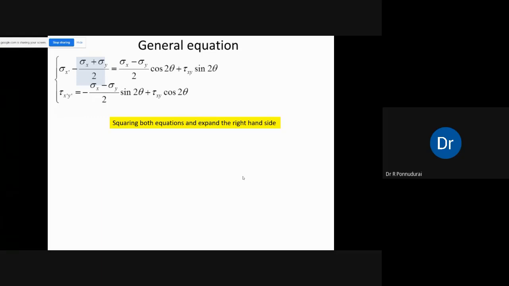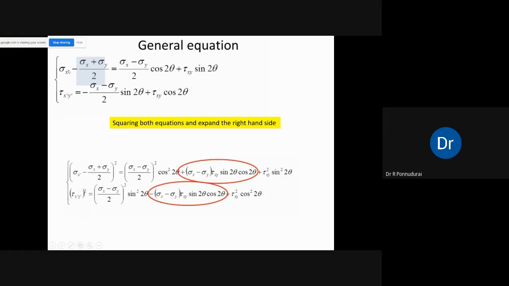Now square both sides of the equations, expanding only the right hand side, (A plus B) all squared. The left side is kept as it is, and the right side is expanded: A squared plus B squared plus 2AB. In the tau expression also, this becomes A squared plus B squared minus 2AB. So these two cross terms get cancelled when we add the equations.